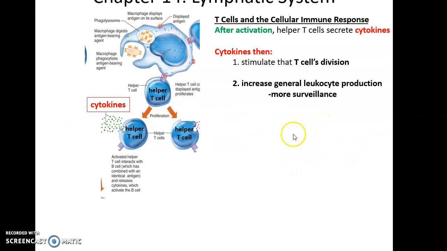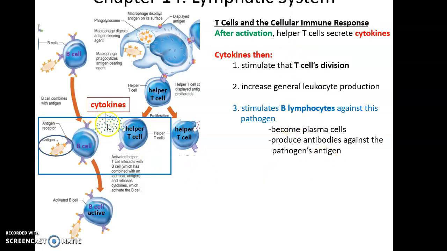Also, cytokines will go out and increase the activity and the production of other leukocytes. So there will be more white blood cells moving through the body, surveying for pathogens. Cytokines also stimulate B lymphocytes, but only B lymphocytes that target that specific antigen. So again, this is a specific immune response.